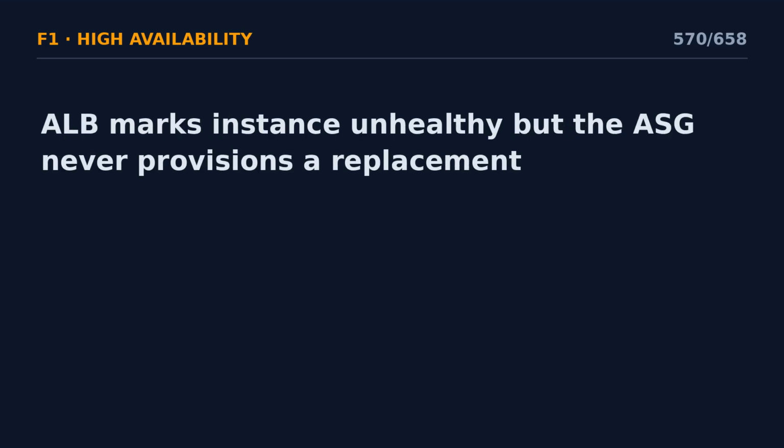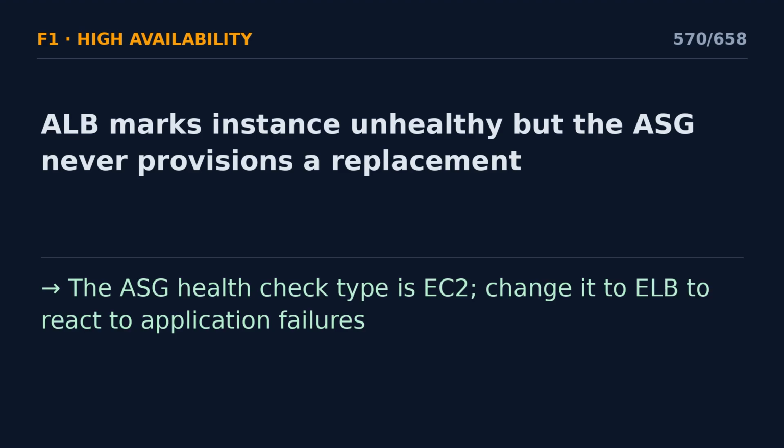ALB marks instance unhealthy, but the auto-scaling group never provisions a replacement. Answer: the auto-scaling group health check type is EC2. Change it to ELB to react to application failures.